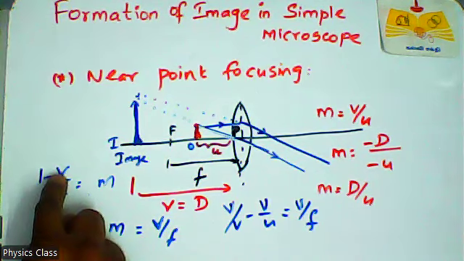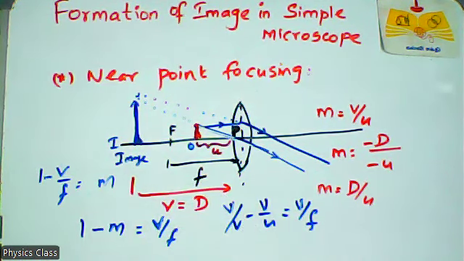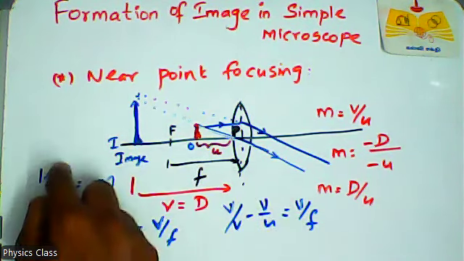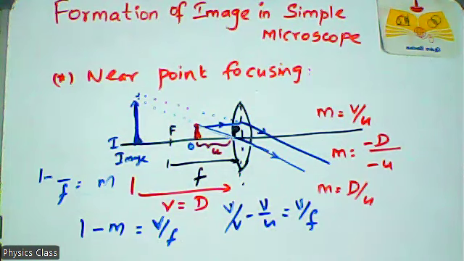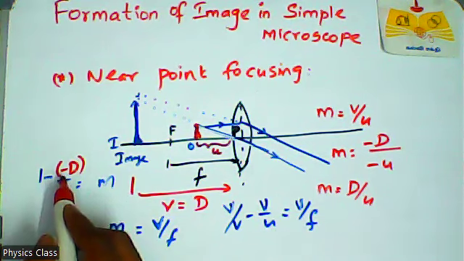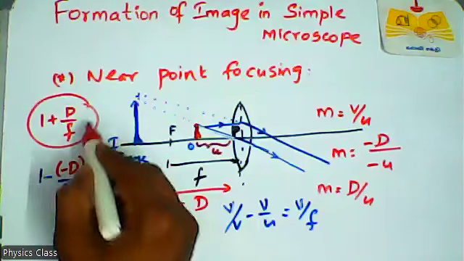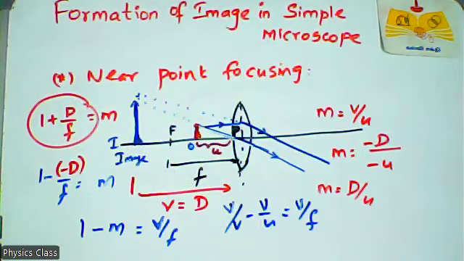We can replace v by minus d, because v is equal to minus d according to the sign convention. Minus into minus is plus, so we get 1 plus d by f, which is the magnification. This is the magnification for near point focusing. M is equal to 1 plus d by f is the near point focusing magnification.